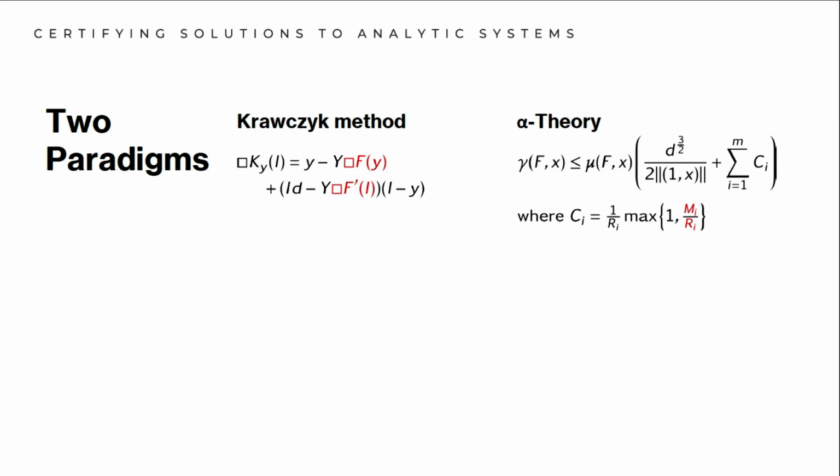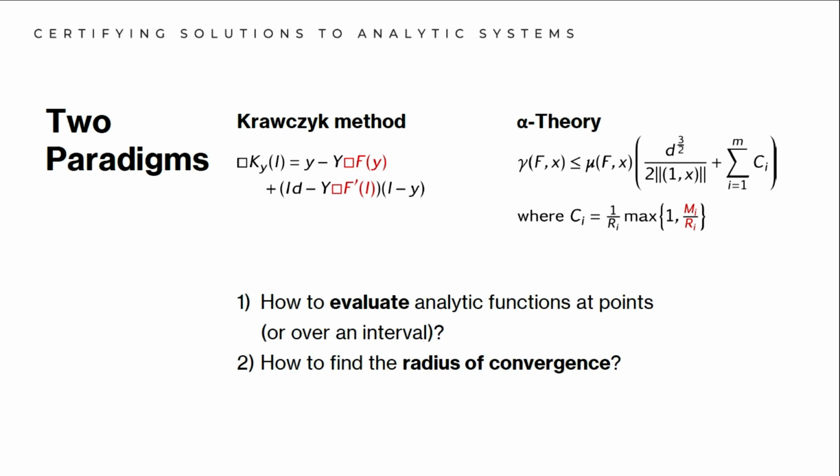But let me go back to our original 2 methods because there's some problem. If you remember the Krawczyk operator, we need to find these 2 interval extensions. Also, if you look at the alpha theory, we need to find capital Mi and capital Ri. Capital Mi is just like I said before: the maximum value of the analytic function over some disk, and capital R comes from the radius of convergence. So the question is, how can we get these 2 oracles? We need to answer these 2 following questions. The first one is, how can we evaluate analytic functions at a point or over an interval? And the second question is, how can we get the radius of convergence? Okay?